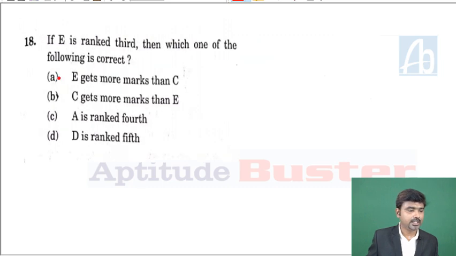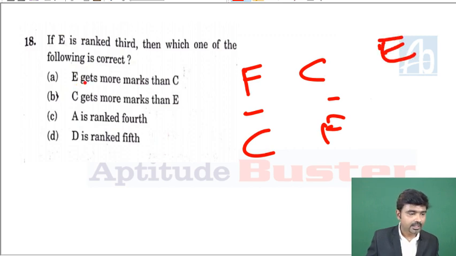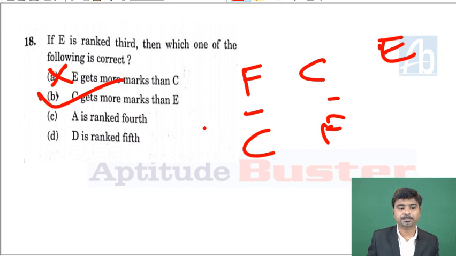Next, 18th question. If E is ranked third, which of the following is correct? Okay. See, once again, C gets more marks than E. Anyway, F and C are in the first and second places. E is the third rank. Third rank means E gets more marks than C. That is wrong. C gets more marks than E. That is correct. The 18th question, answer choice B.